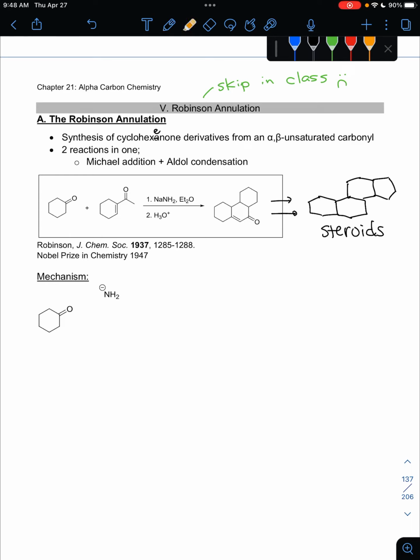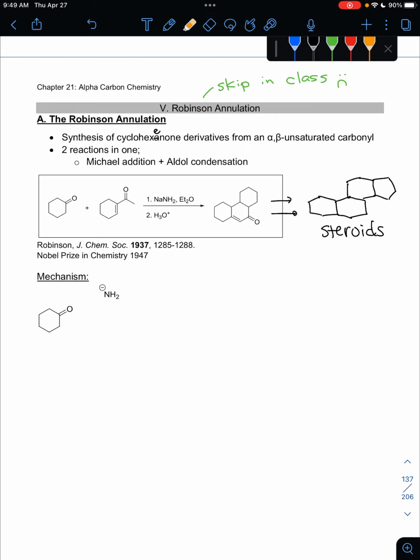It seems like a really complex reaction, but it's really just 2 reactions in one pot: Michael addition and aldol condensation. And so even just studying this would be a really good review for you to think about Michael addition reactions and aldol condensation reactions. So how would this work?